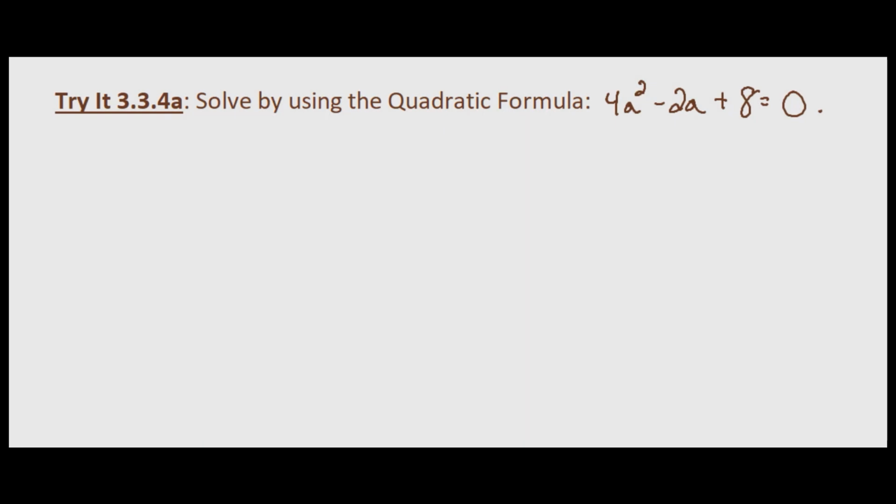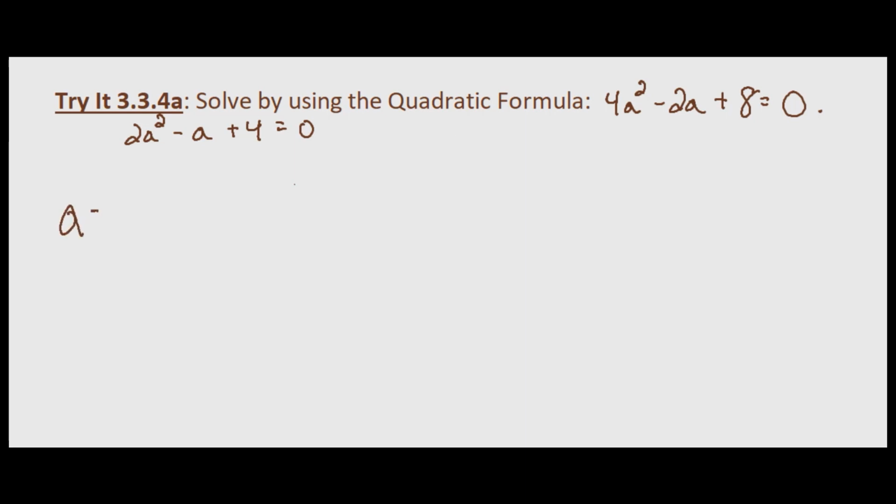So once again, solving by using the quadratic formula. In this case, we have 4a squared minus 2a plus 8 equals 0. We can simplify things a little bit if we notice everything is divisible by 2. All factors are divisible by 2: 4, -2, and 8. So let's simplify this a little bit because it'll come out in the wash anyway, and divide everything by 2 to give us 2a squared minus a plus 4 equals 0.